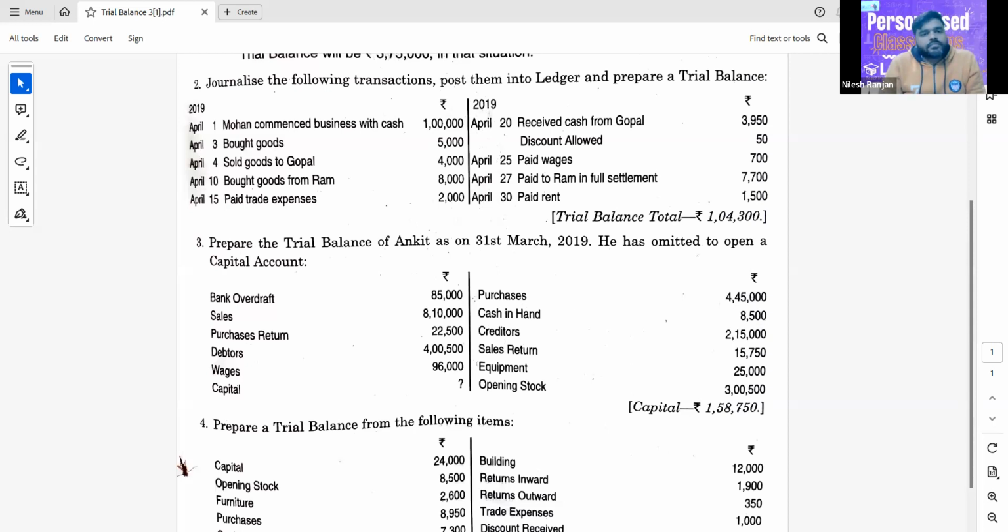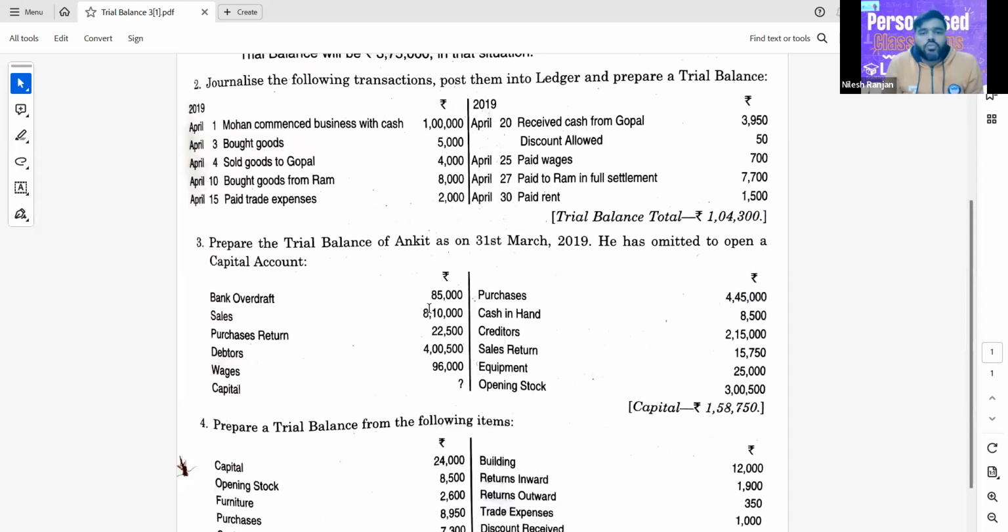Yeah. Then April 25, wages account debit to cash account. Okay, and April 27, Ram account debit to cash account and discount received, right? Very good.